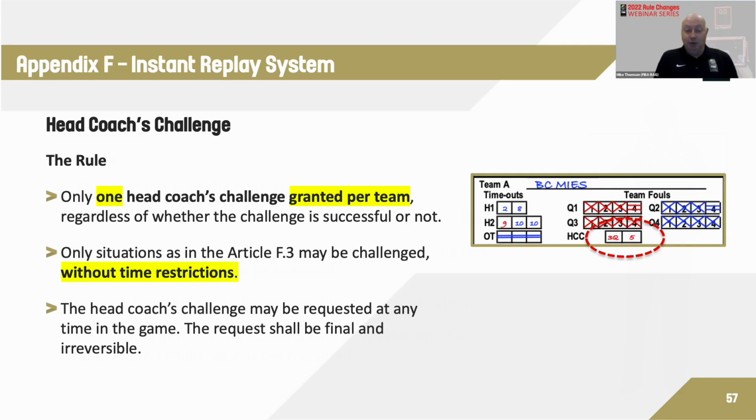To give you a crazy example, we know in the last 2 minutes of the game, an out of bounds decision may be reviewed under the IRS. We could have an out of bounds 1 minute into the game. If the head coach wishes, they may challenge that decision and have it reviewed under the IRS. So they may request their head coach's challenge at any time in the game, but only one per team per game. And once the request is made, it shall be final and irreversible. They may not remove the request once the IRS review starts. Let's move forward from the rule and look at our procedures and protocols.